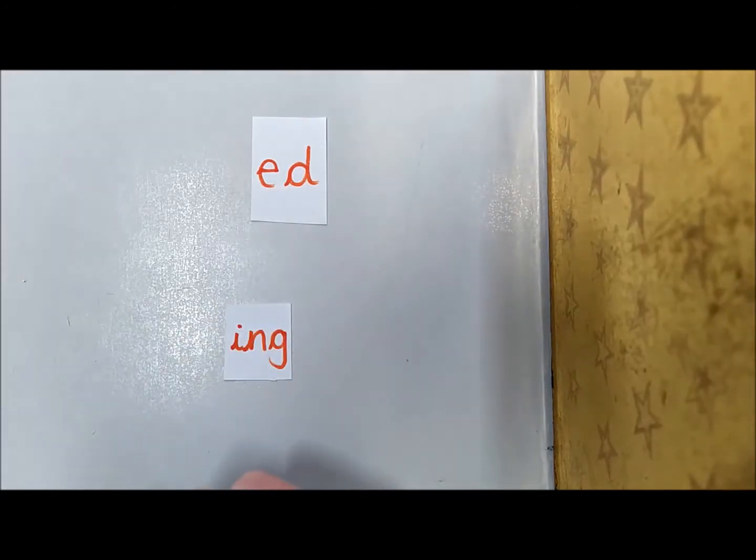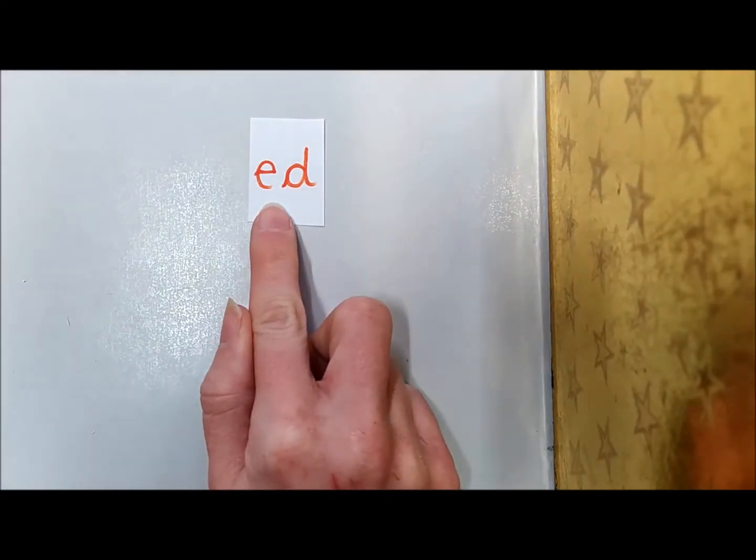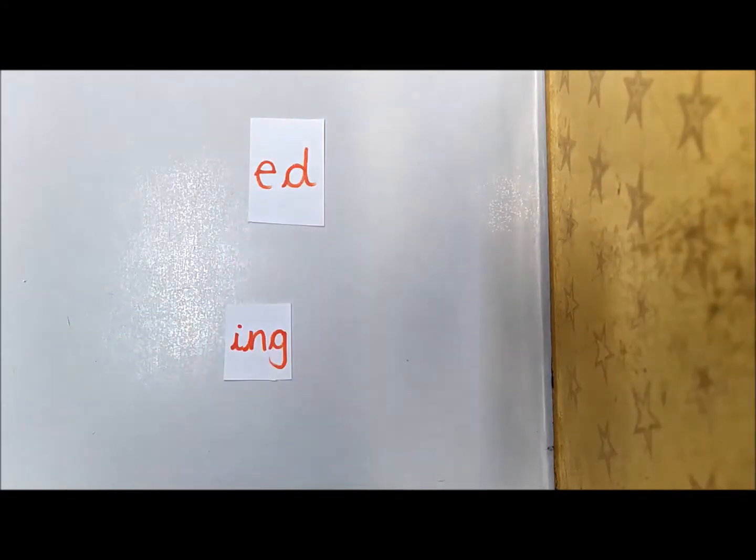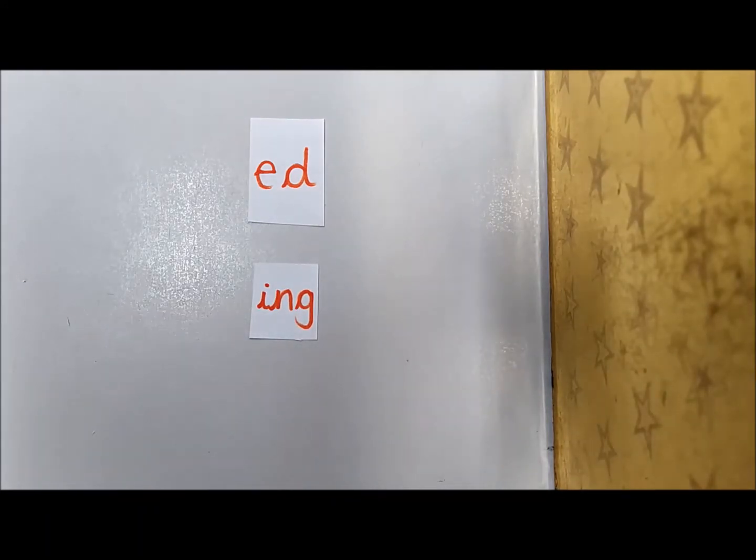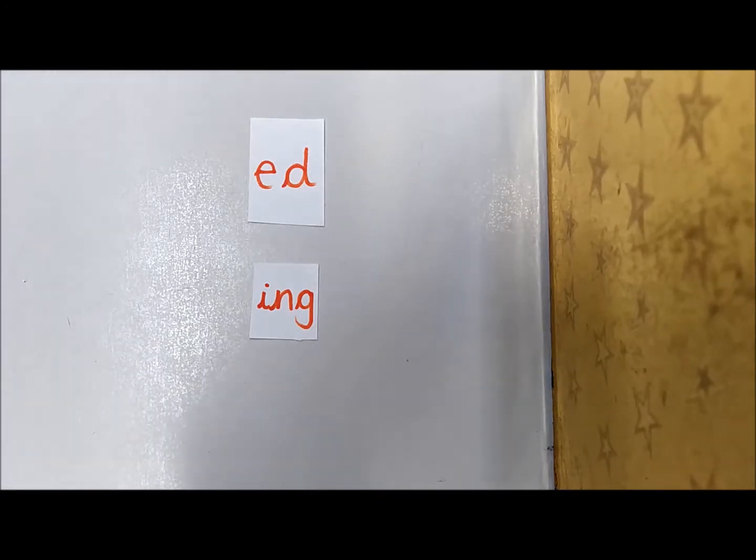Ed changes a verb and it makes it happen in the past. If I poked something, that means I did it in the past. If I danced my way to work this morning, I did it in the past. I'm not doing it now. Ing normally gets added to verbs, and that means that you are doing it right now. So if I am dancing, I'm doing it right now. If I am breathing, I'm doing it right now.